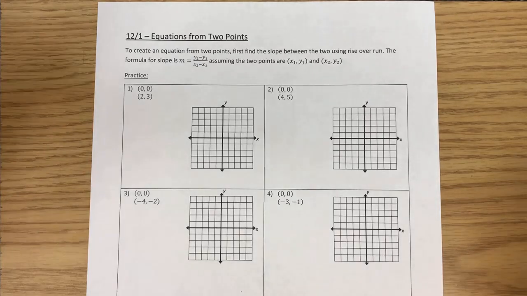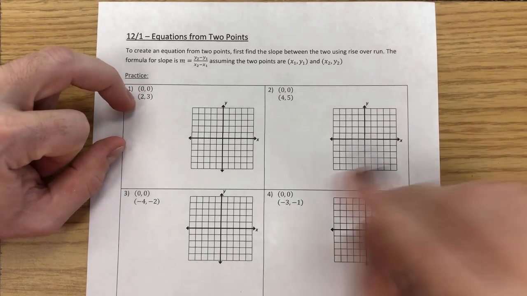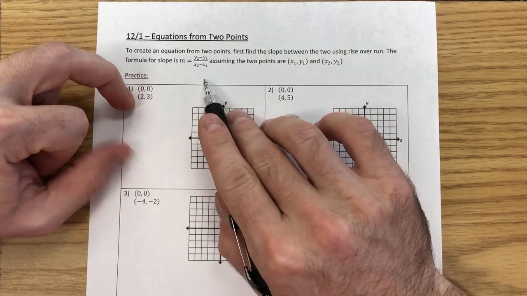So today we're going to be graphing an equation from 2 points. This is part of a 3-part process that we're going to be doing, where first we're going to take the 2 points and we're going to find the slope between the two.